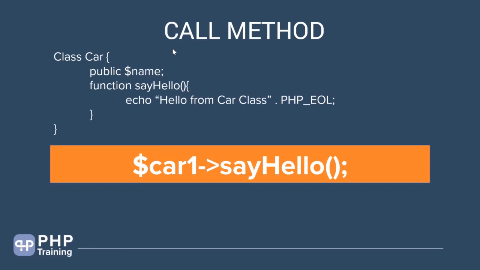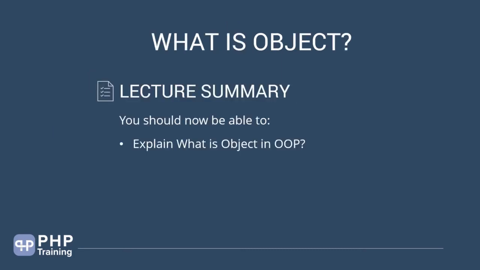How do you call the method? Again the same notation will be used. You use the object and the notation hyphen greater than symbol, then you call the method of that class, and once you call it, that method will get executed. So this is the way you call a method of a car class. By now you should be able to understand what an object is, what the purpose of an object is, how to define an object, how to access the property of a class via the object, and how to call the method of a class via the object.